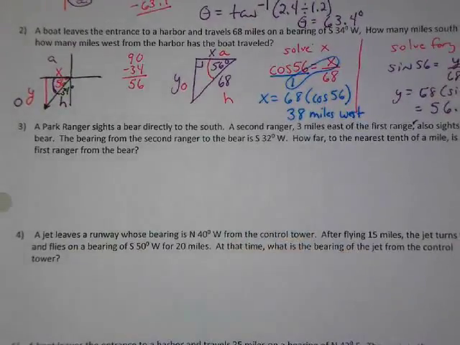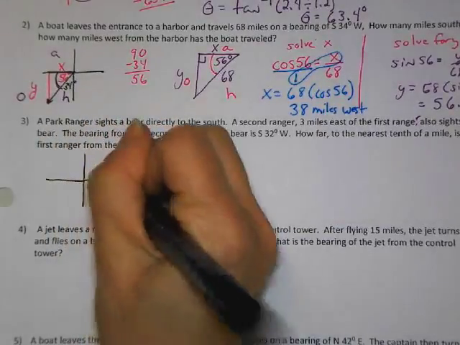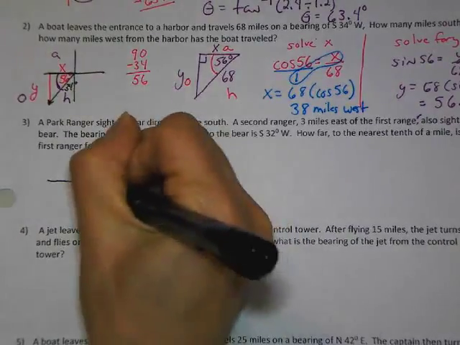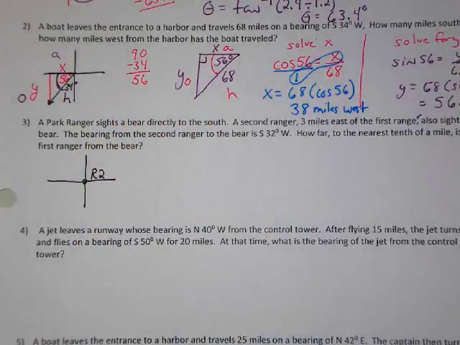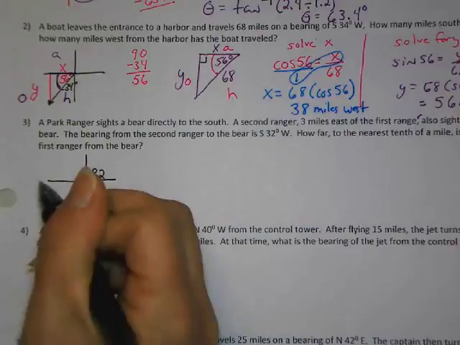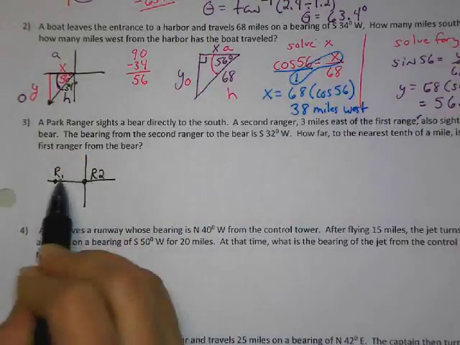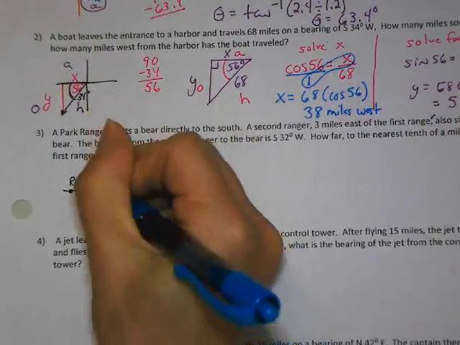Alright, let's put her in terms of a picture. So draw your little compass. Now, this one's going to be a little bit weird. I'm going to have Ranger 2 standing right there. And he is 3 miles east of the first Ranger. So do you agree that Ranger 1 really is over here? Because Ranger 2 is 3 miles east. Okay, so 3 miles goes there.